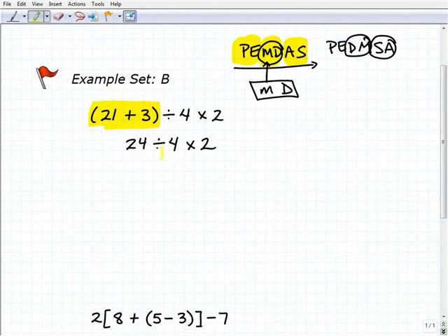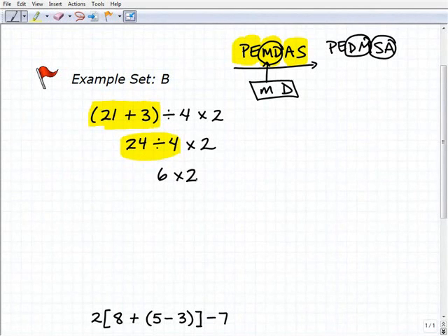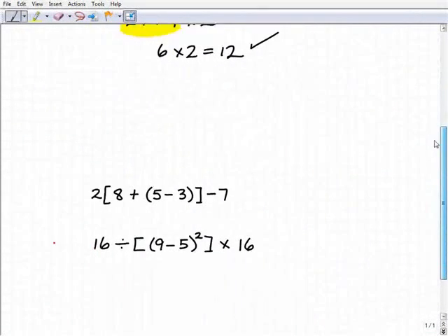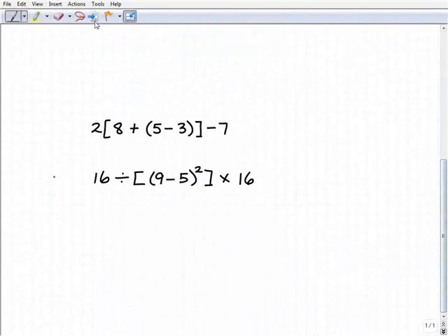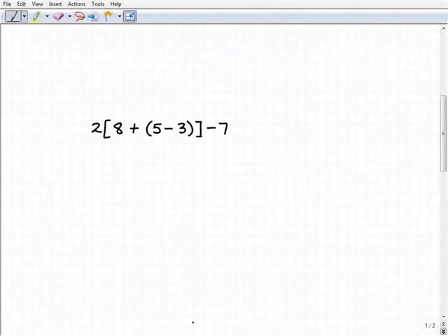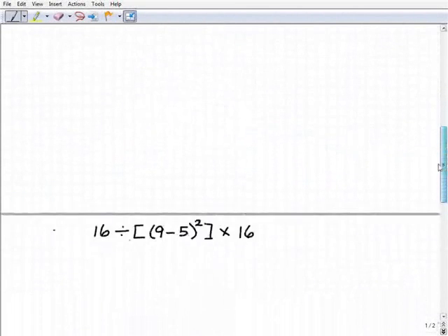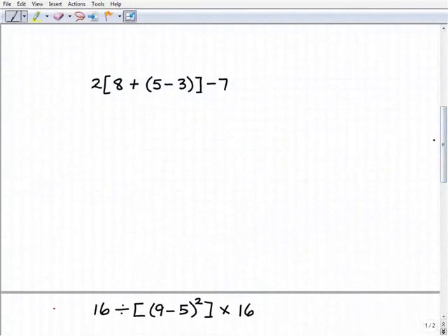So in this case, we see the division first, so I'm going to do this. So 24 divided by 4 is, of course, 6, and I have 6 times 2, and that is 12. All right. I like to keep hammering that point home because that's one of these areas where students get a little confused, and it's understandable. You can get a little confused with that saying. That's why you're working with me.